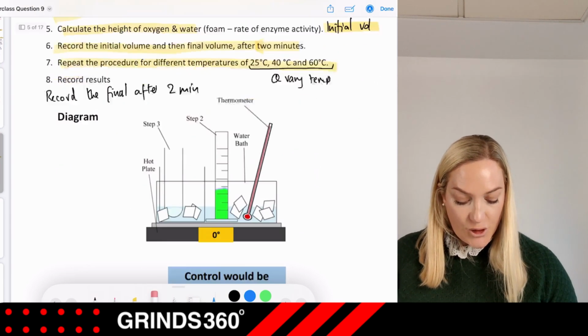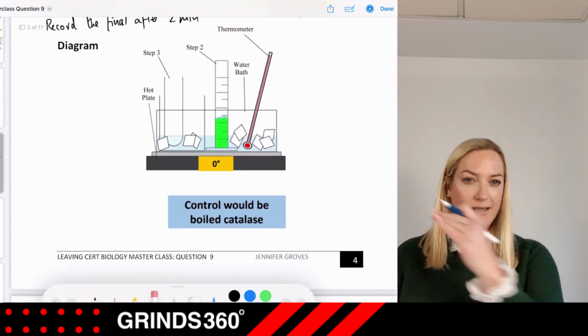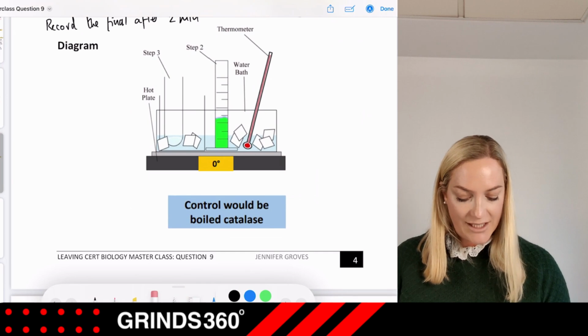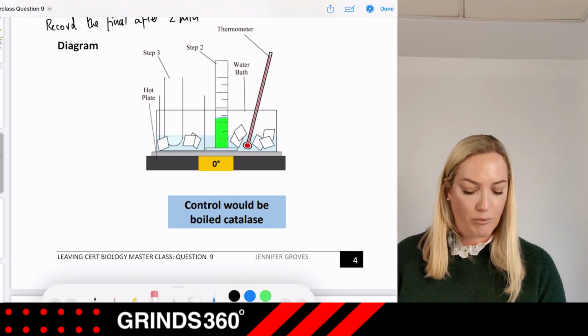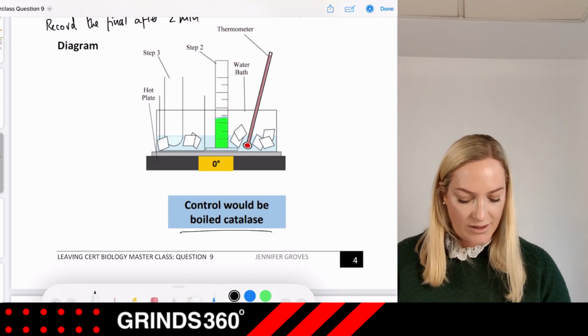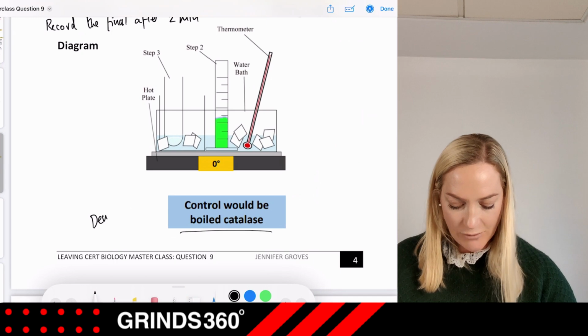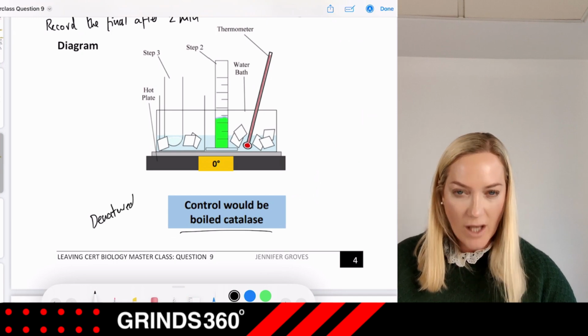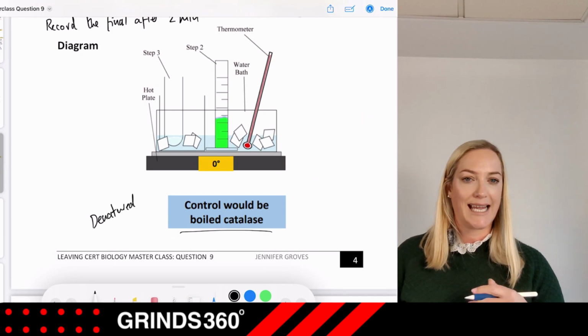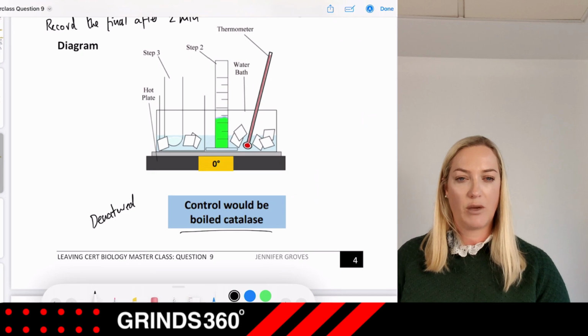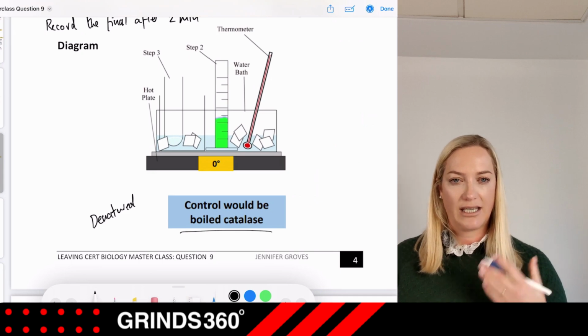What are our controls for this experiment? The same as before. Your control is your denatured enzyme, your boiled catalase. So this is your control, your denatured. And I'm writing here again, denatured. What does denatured mean? It means that the enzyme has permanently lost its shape and can no longer carry out its function.